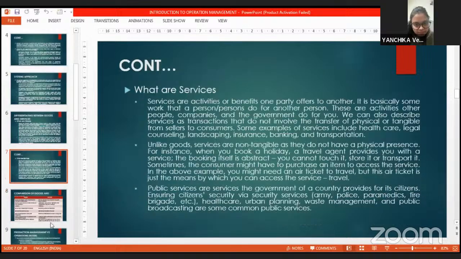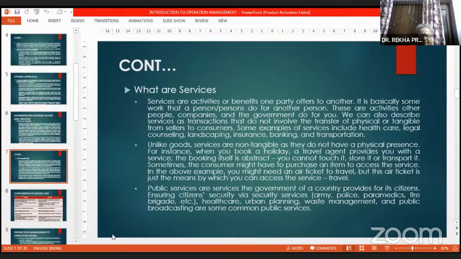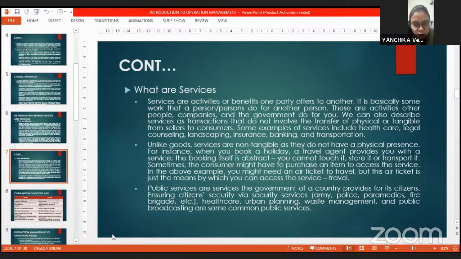Now, what are services? Read it. What are services? Services are activities or benefits one party offers to another. It is basically some work that one person does for another person. These are activities other people, companies and the government do for you.